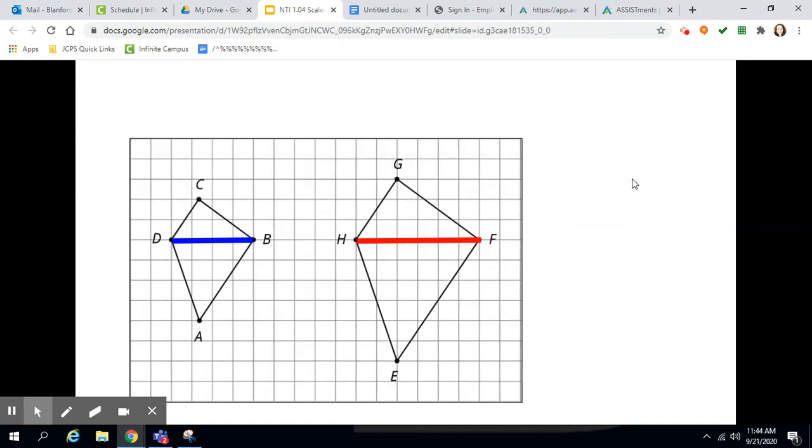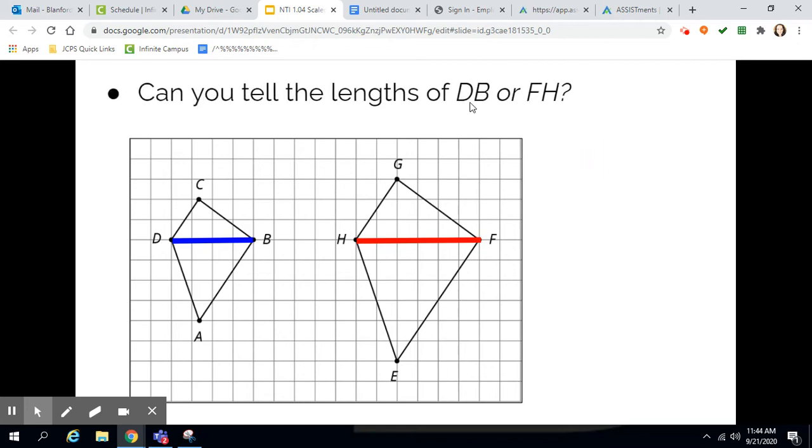So when we have figures like this, let's see, can you tell the lengths of DB and HF or FH? We can, because they're on the grid line, right? So we know FH is 1, 2, 3, 4, 5, 6 grid lines across. So it's a length of 6. And DB is 1, 2, 3, 4.